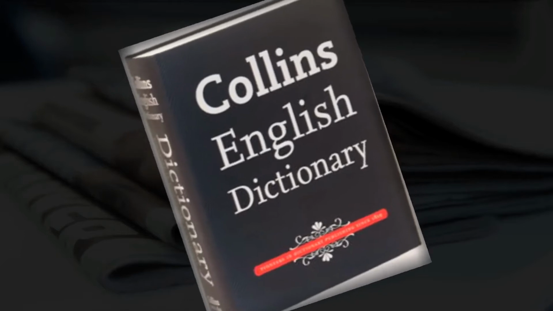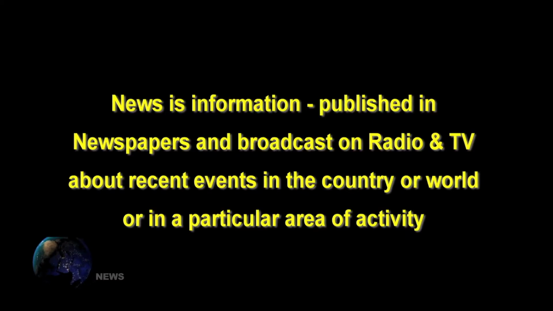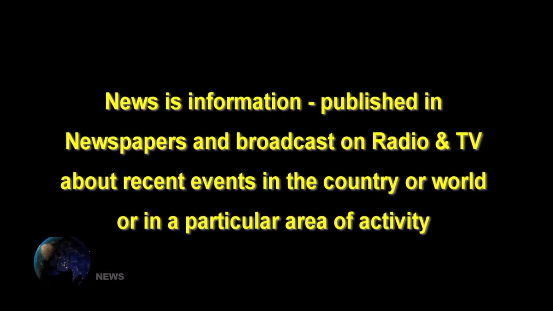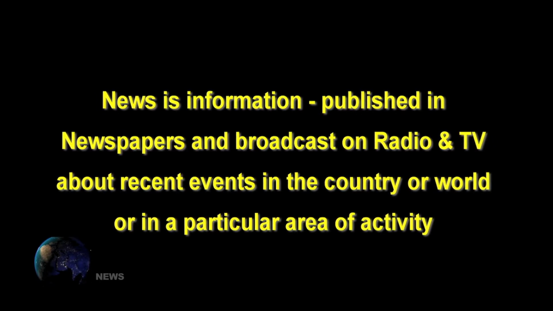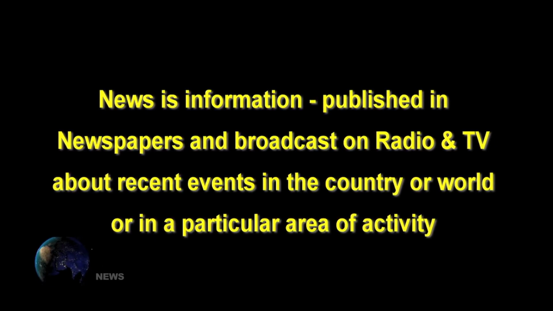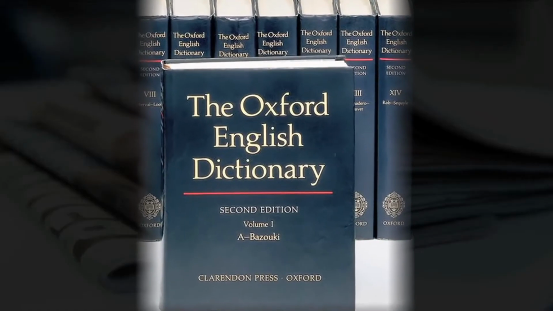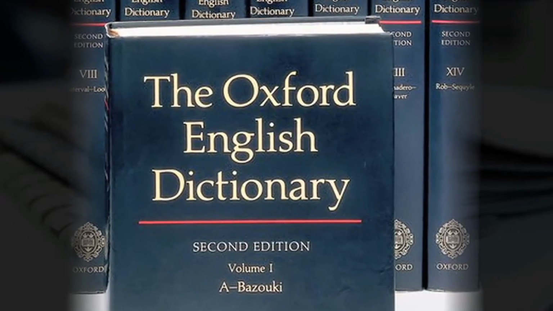Let us begin the course with the term news. How do you define news? As per the Collins Dictionary, news is information about a recently changed situation or a recent event. News is information that is published in newspapers and broadcast on radio and television about recent events in the country or world or in a particular area of activity. Newly received or noteworthy information, especially about recent events, is called news. This explanation has been given by the Oxford Dictionary.